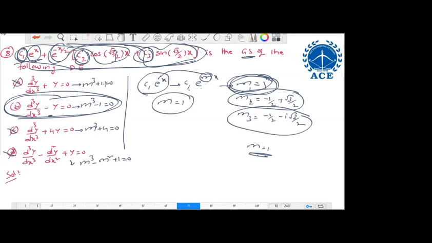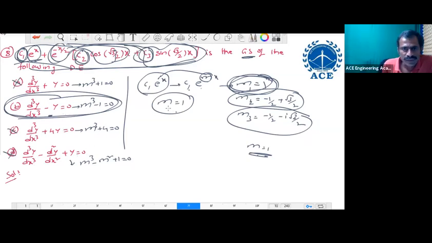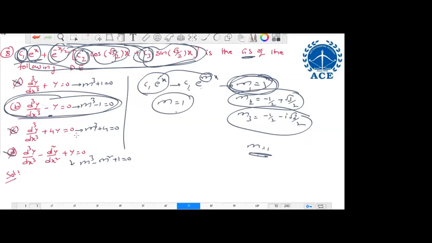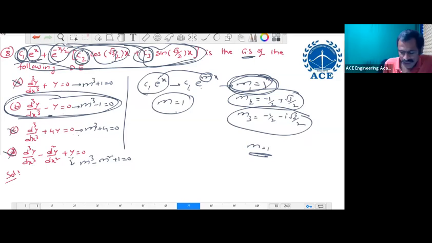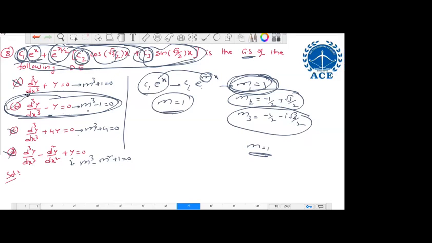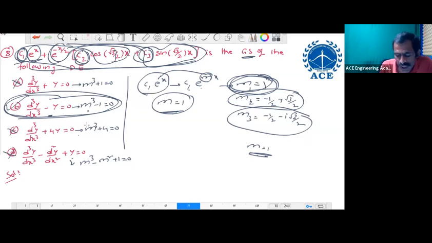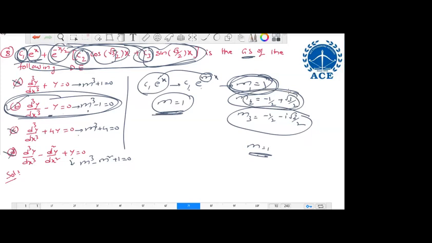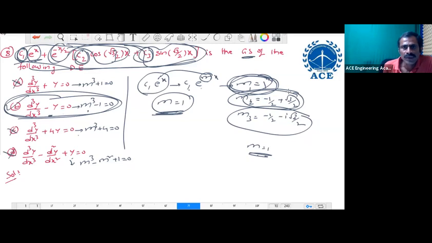If any one of the auxiliary equations satisfies this root, that is the solution only. But the first option, third option and last option will not satisfy this. Only the second option's auxiliary equation will satisfy m equal to 1. That is why this is the correct answer. Suppose more than one option satisfies this root, then we go to the other two roots only. Okay?